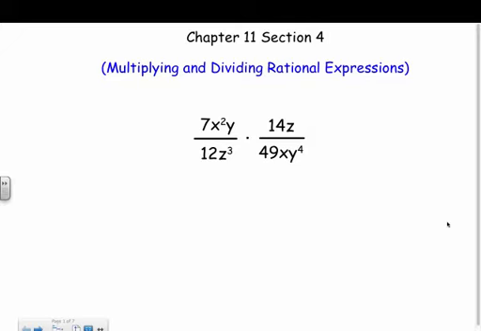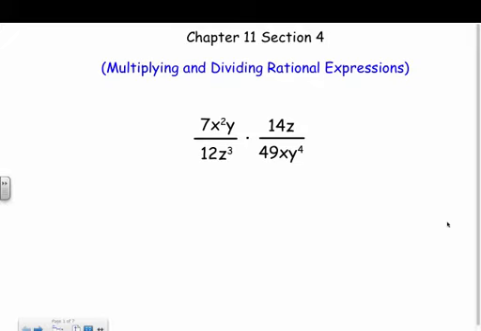All right, moving further into our rational expressions. Before we start solving equations with rational expressions, we're going to work with multiplying and dividing them first. So we're going to do all kinds of things. We're going to multiply, divide them. We're going to add and subtract them. We've simplified them. We're doing just about everything.